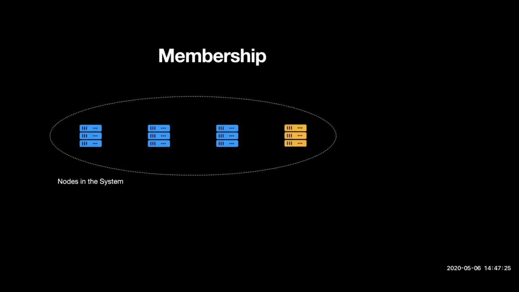There could be some faulty nodes which are removed from the cluster, and then there could be some nodes joining the cluster. So the membership service gives you view change callbacks every time an event like this occurs, so you can know which nodes are actually in the system.